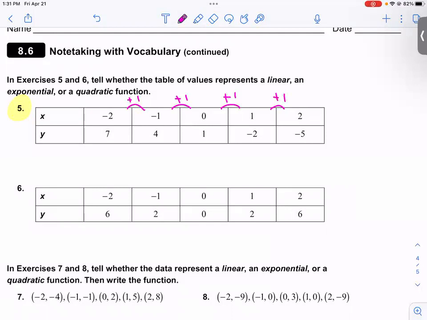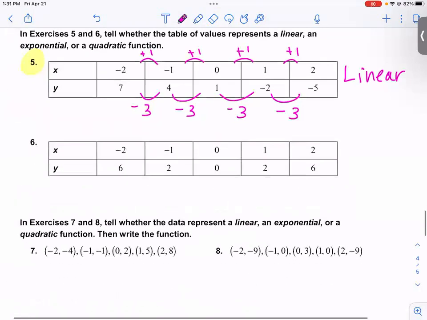7 to 4 is down 3. 4 to 1 is down 3. 1 to -2 is down 3. -2 to -5 is down 3. We have a constant rate of change. This is linear.